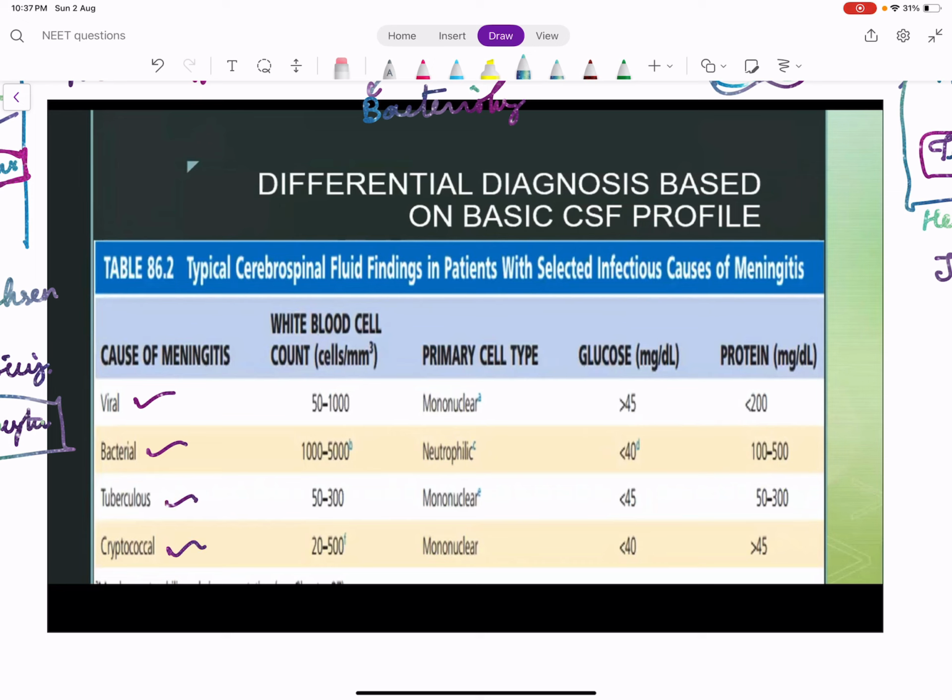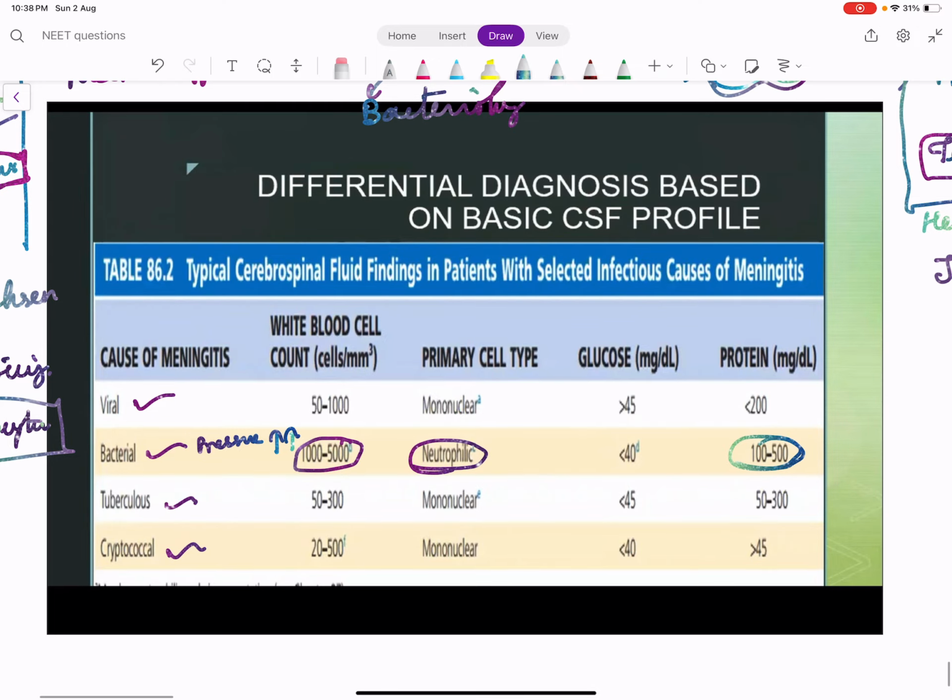So it is definitely by CSF. When you do a CSF analysis, first thing you see is the pressure. In bacterial meningitis, the CSF opening pressure will be very high. Why is it high? Because white blood cell count is high, neutrophils are more, the protein count is high in the range of 100 to 500. Since neutrophils are more, cells are more, the glucose will be low, right? So increased opening pressure, high white cell count, mostly neutrophils with high protein and low glucose is bacterial.